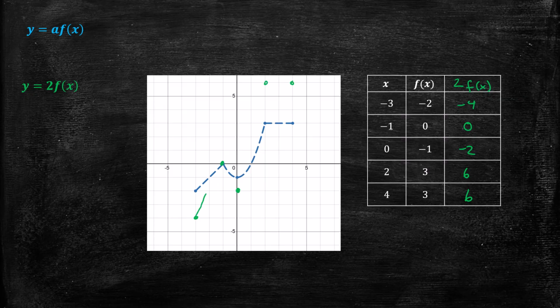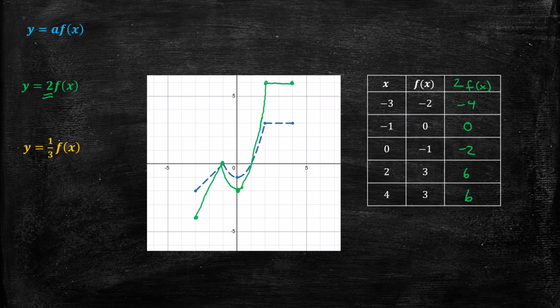And if we connect the dots, we can see a distortion, and we call this a vertical stretch of factor 2, because all the y coordinates have been multiplied by 2 and are twice as far from the x-axis as a result.